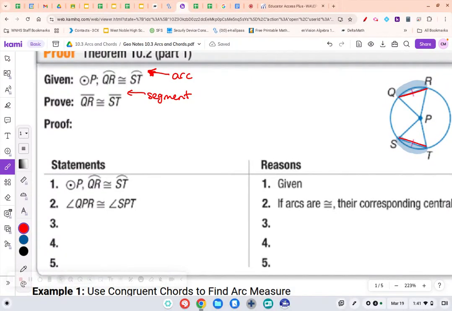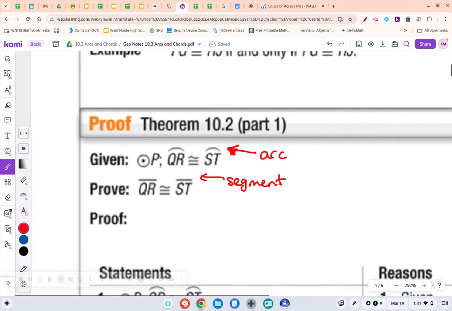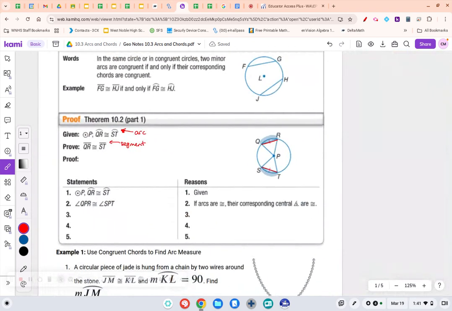So obviously we always start out with our given, and then we notice some things that are happening in our image here. We notice that angle QPR is congruent to angle SPT. Now this is not by the vertical angles theorem, guys, because they are not vertical angles. This is based on what we learned in 10.2. If arcs are congruent, their corresponding central angles are congruent.